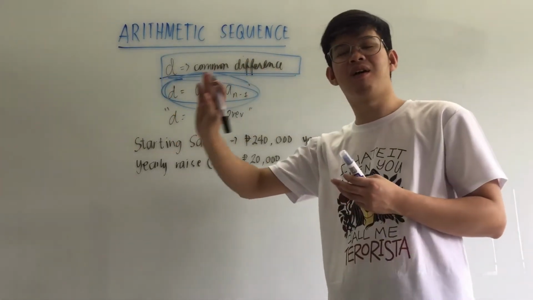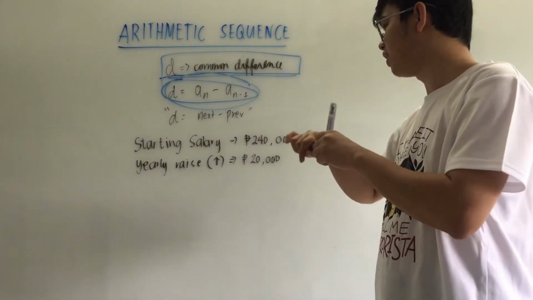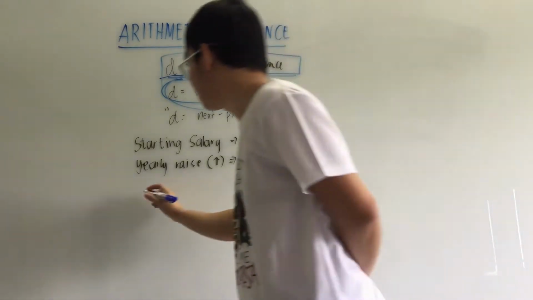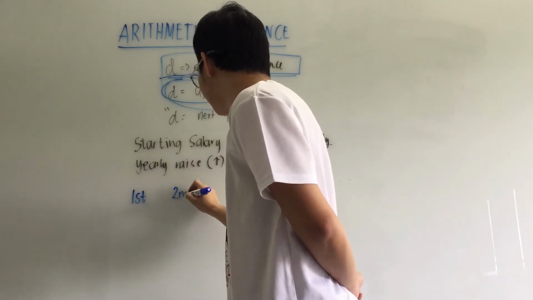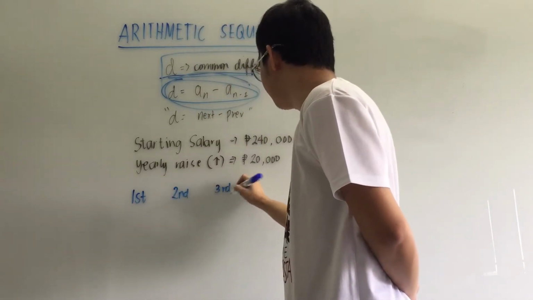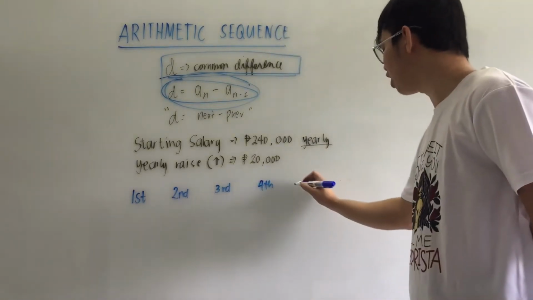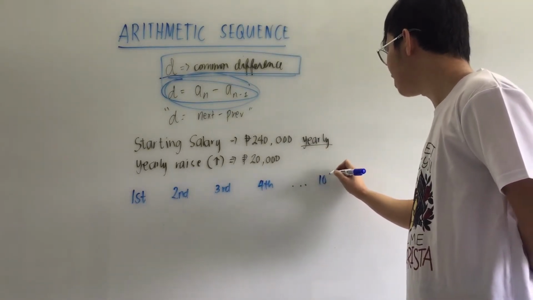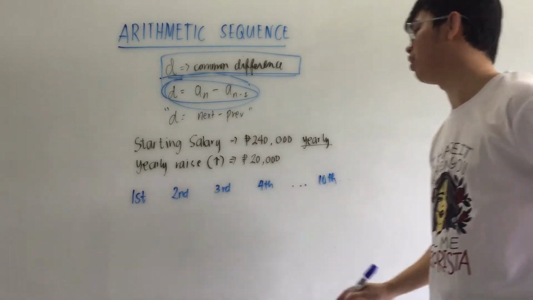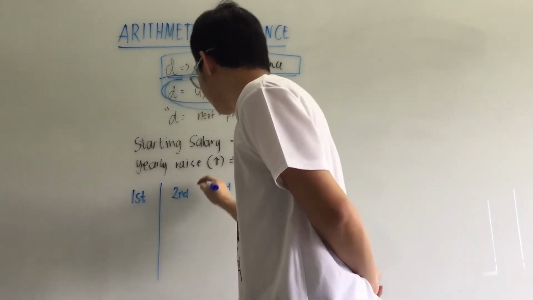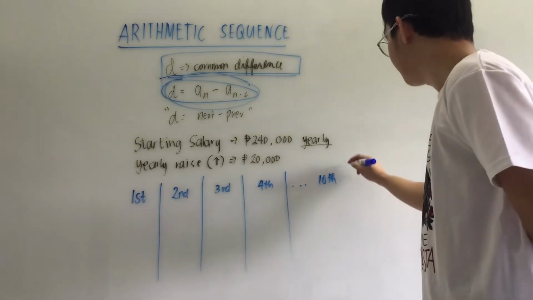Let's have it in a tabular form. Let's create a table for that. So let's say this is the first year, the second year, the third year, and then the fourth year. And based on this, let's try to project what will be his 10th year salary. So let's have this particular table. Let me just put some divisions here.